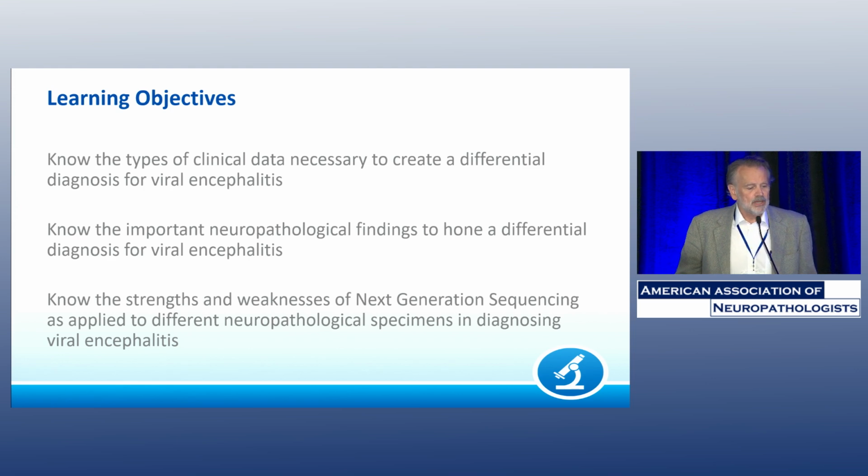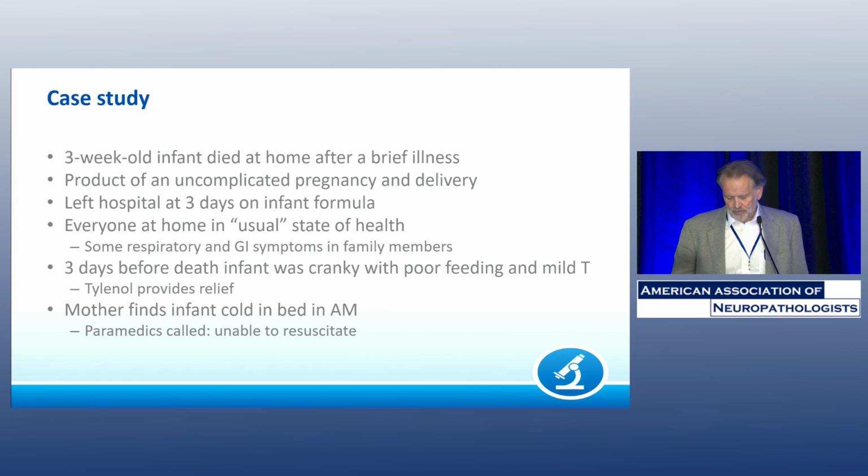I also hope to comment a little bit about the strengths and weaknesses of next generation sequencing as they are in 2021. I think we're going to see a lot of improvements in that, but we have a ways to go. So I thought I would start with a case study to put it in reference. This case was a 3-week-old infant that died at home after a brief illness.